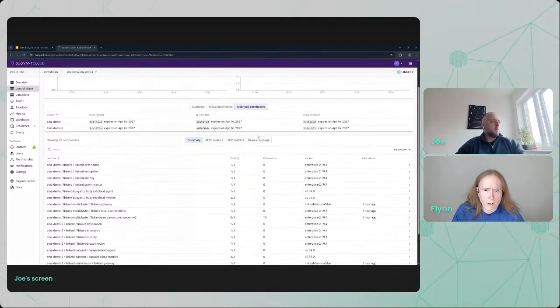It looks like it's still not very happy, doesn't that say 0 out of 1 ready? Yes, that's right. So you can quickly get a view of what's happening in the cluster I didn't know about, or what's happening in any of my clusters that I didn't know about.